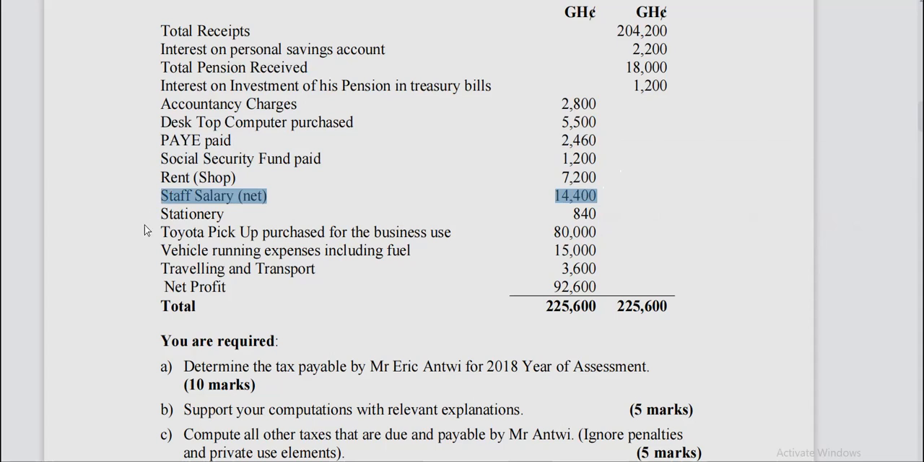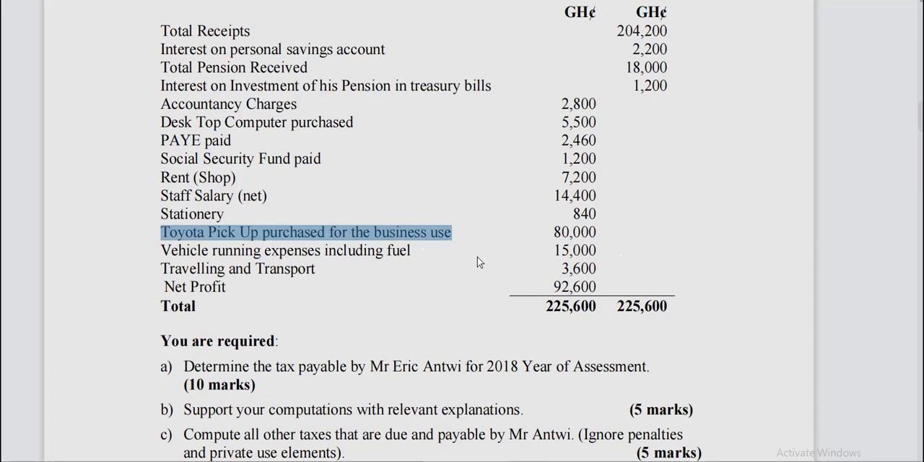Stationery goods, withholding tax 3%, but here lies the case, it doesn't meet the threshold. It's only 840, doesn't meet the withholding tax threshold. Then Toyota pickup purchase for business use 80,000 cedis. You can state your assumption, and when you are computing capital allowance you limit it. So we have vehicle running expenses including fuel 15,000, and we have traveling and transport 36. Okay, so it depends on the assumptions you use, but this question is relatively straightforward for an advanced tax question.